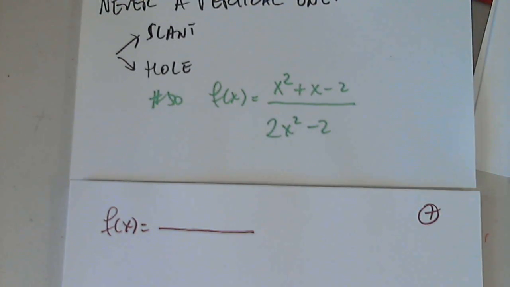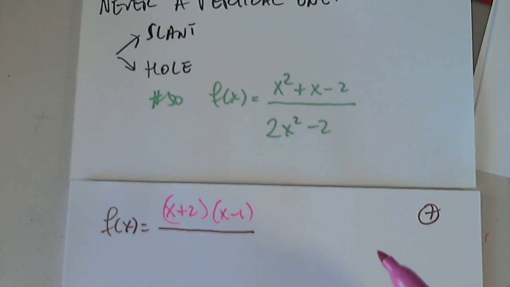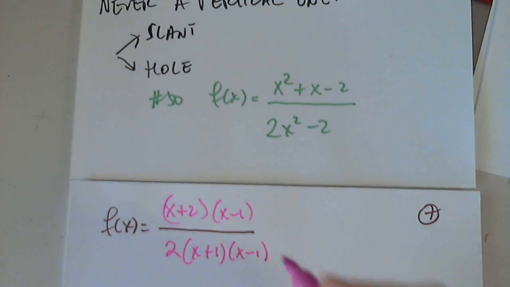Okay. Can anyone give us the factored form of the top? Well, so it's x plus 2, x minus 1. So it's x squared minus x plus 2x minus 2. The denominator, I factor out a 2, and then I have x squared minus 1, which will be x plus 1, x minus 1.